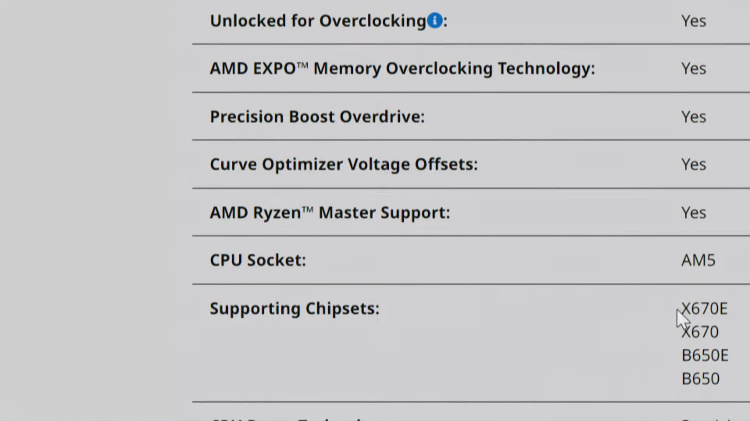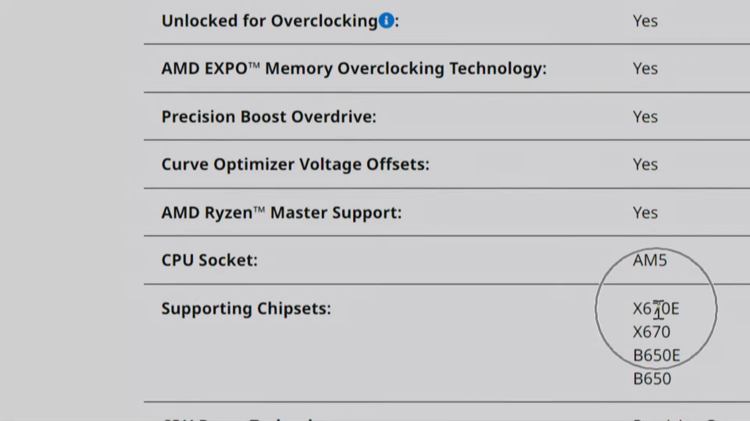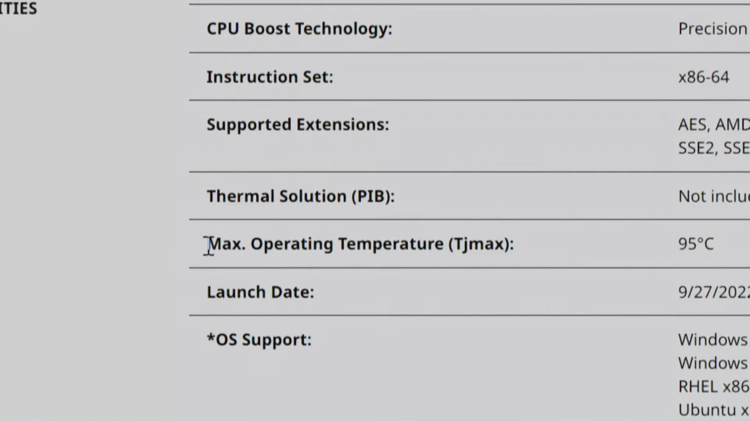We're looking at the X670E. The X670E has the most value, the most of everything the others have to offer. And the X670E is actually 2 chipsets made up of that chipset. And we haven't been pointing this out, but the maximum operating temperature is 95 degrees Celsius. It's made to run a little hot. A little hotter than I like, but it's made to run hot.